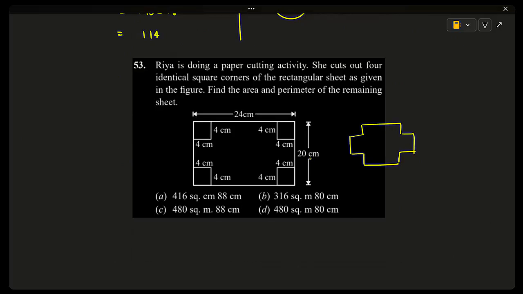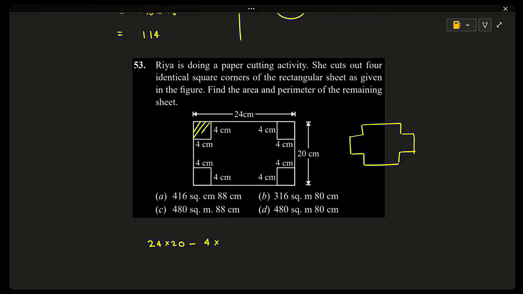Okay. So first let us try to find the area. So area is very simple. Just subtract the area of 4 square corners from the total rectangle area. So rectangle area is length into breadth. That is 24 into 20. From that, 4 squares we have to subtract, 4 multiplied by each square area.